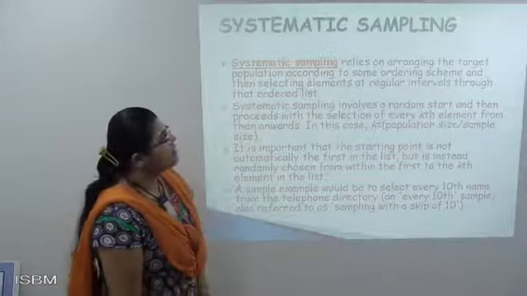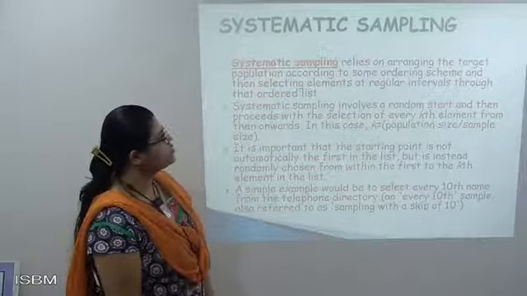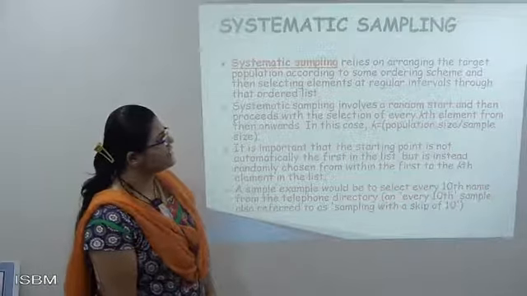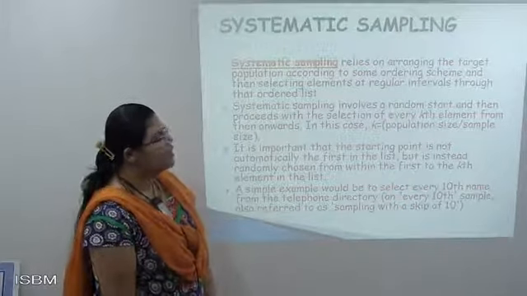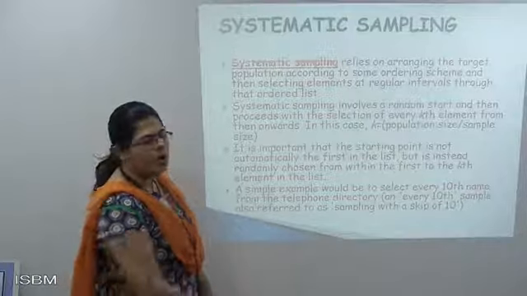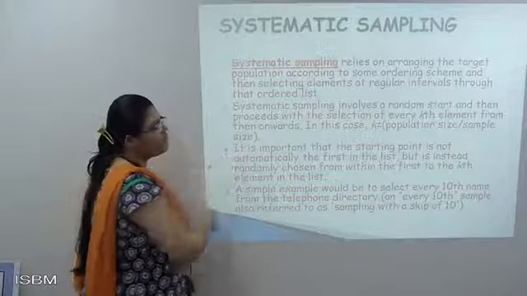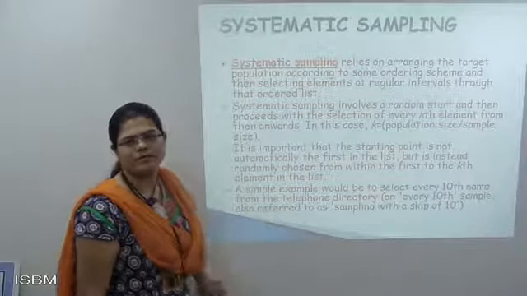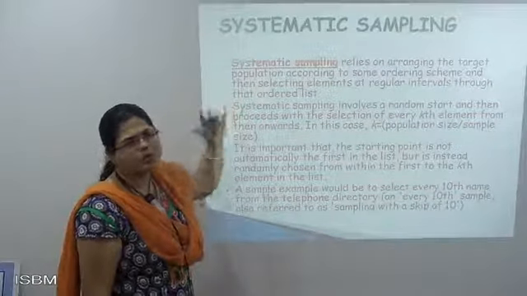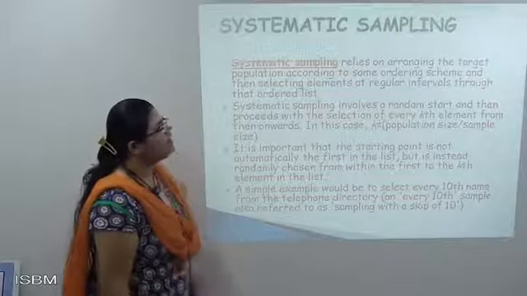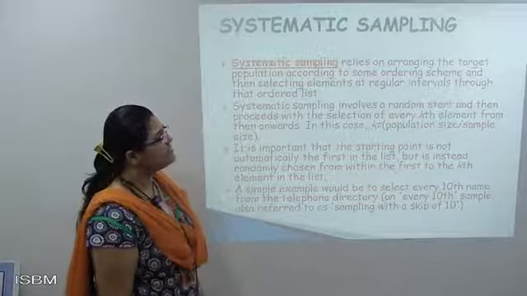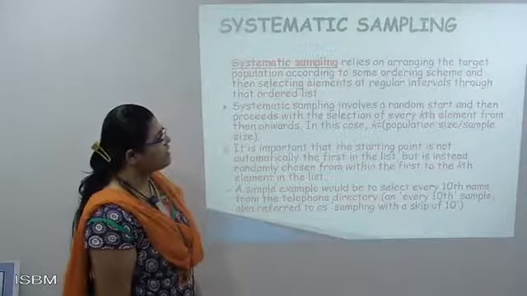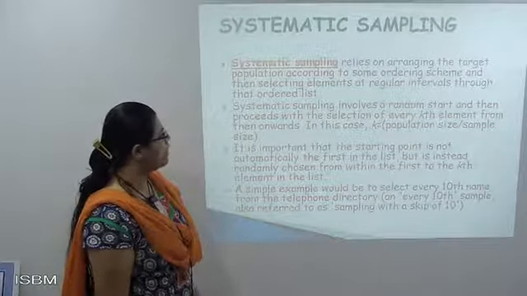Systematic sampling relies on arranging the target population according to some ordering scheme and then selecting the elements at regular intervals through the ordered list. What I've said to you right now: systematically means that if you want to study a certain population, you place each and every person step by step, and according to this you select people. Systematic sampling involves a random start and then proceeds with the selection of every k-th element from then onwards.